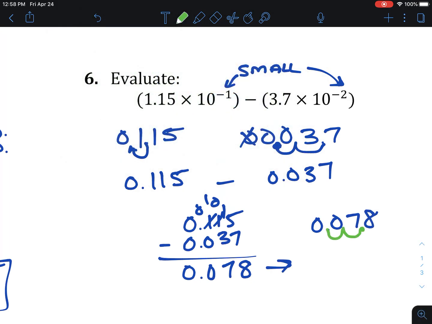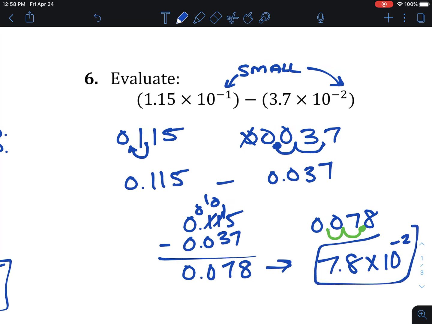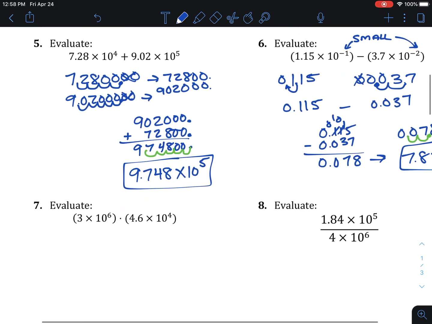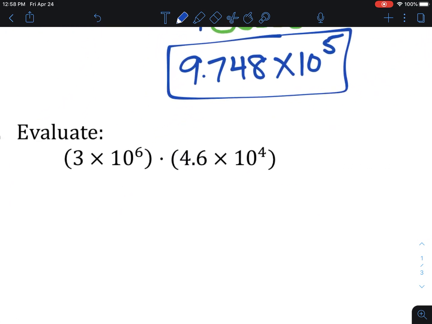We're going to move our decimal in between 1 and 10. 7.8 is in between 1 and 10. So it is 7.8 times 10 to the second for 2 moves. But it's a small number, so it's a negative 2. Be careful with that exponent there. Got to be negative because, again, it is a small decimal. All right, moving on to a couple more here.